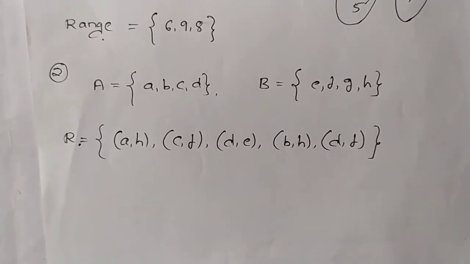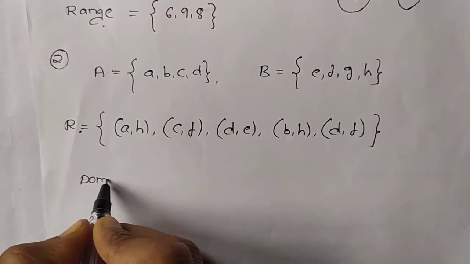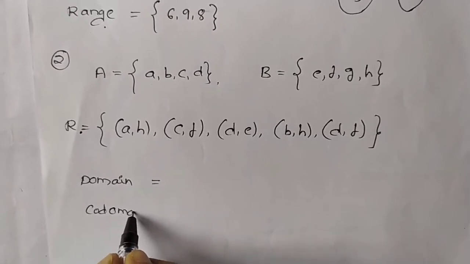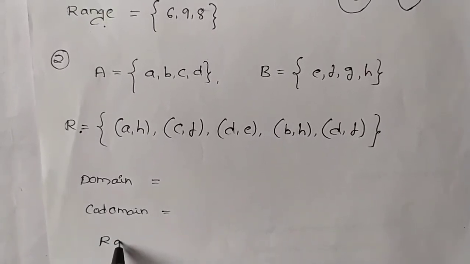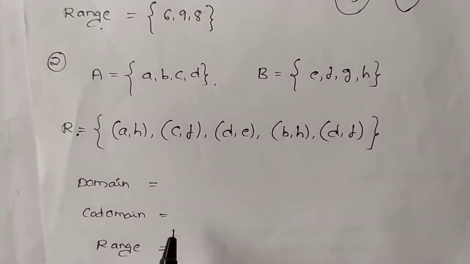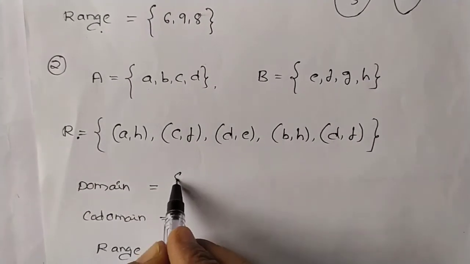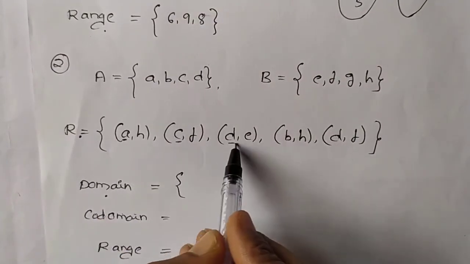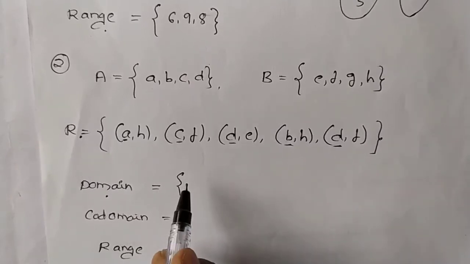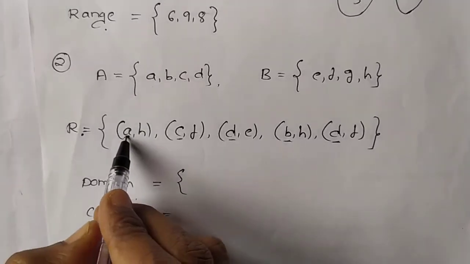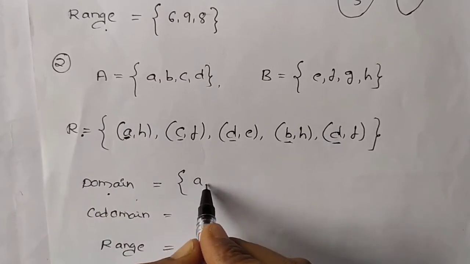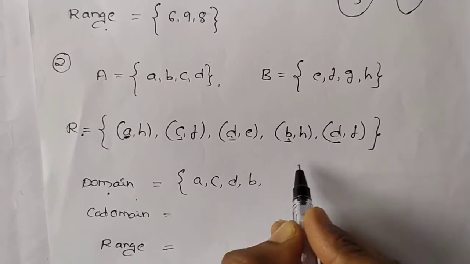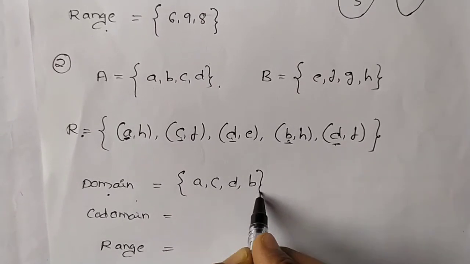Here, let us find out the domain, codomain, and range. Okay. What is meant by domain? The set of all the first elements of the ordered pairs in a relation R is called the domain. Write down the first elements of the ordered pairs: A, C, D, B. Next, again we have D. We should not repeat the element.